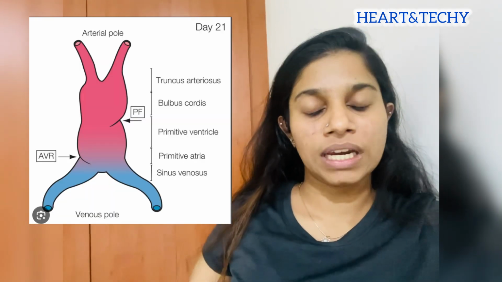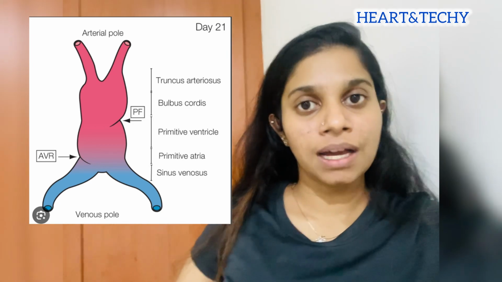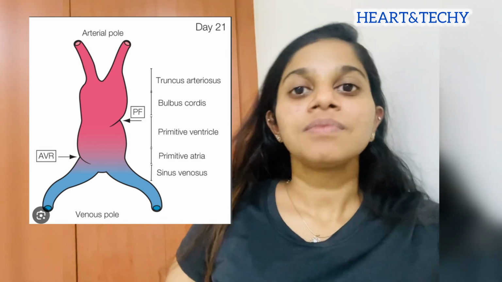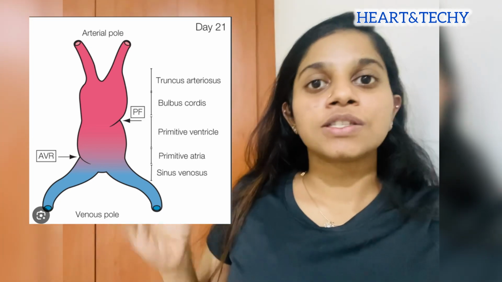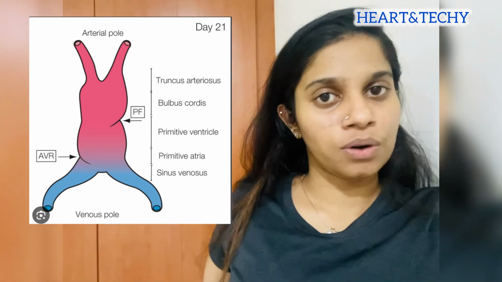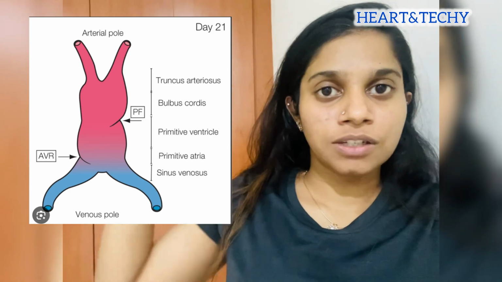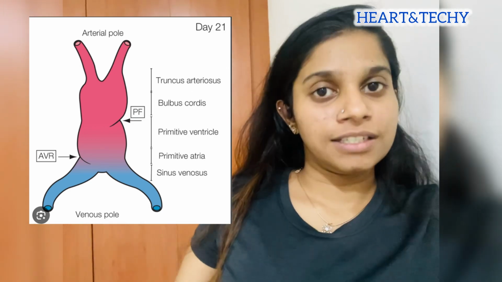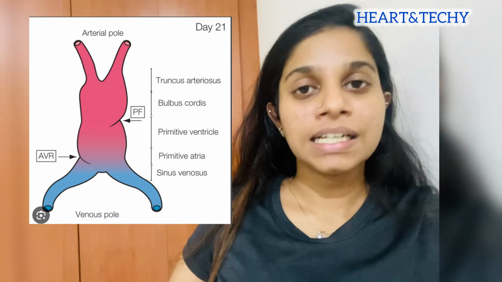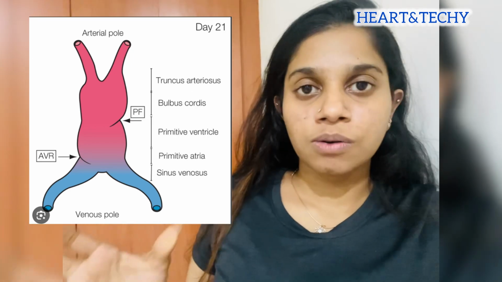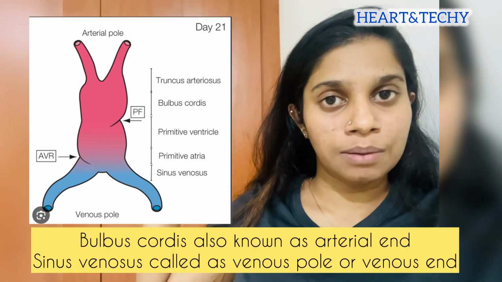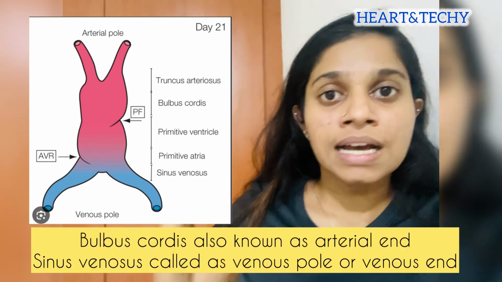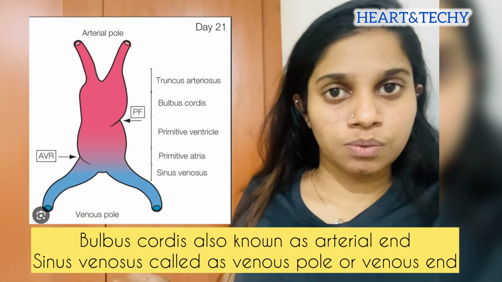For the heart tube, I'll give the diagram on the screen. In the developing heart tube, the ventricle will be upside and the atria will be down. All the venous end will be down only. The ventricle will be connected to the bulboventricular loop and the developing great arteries. So there will be 2 ends. One is called the bulboventricular loop or bulbus cordis. Then down will be the sinus venosus.